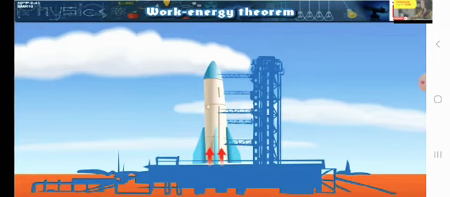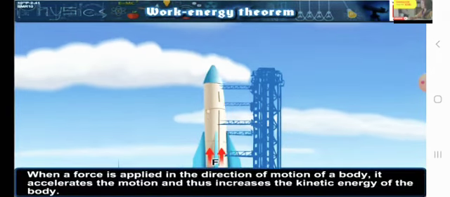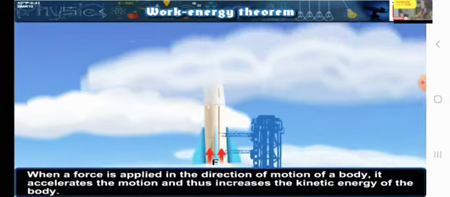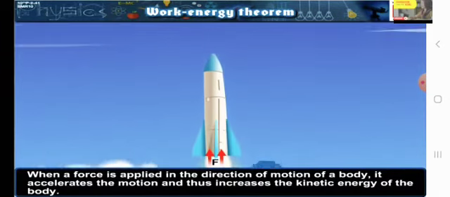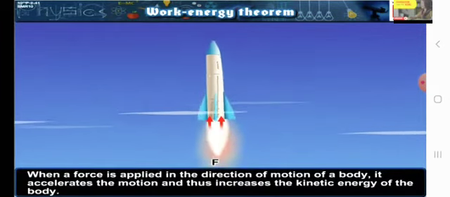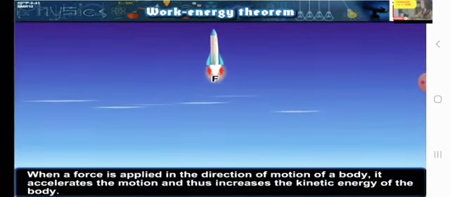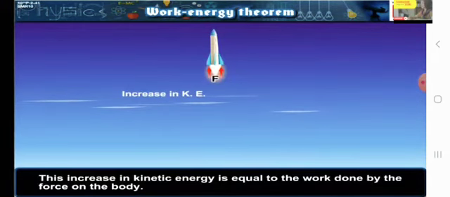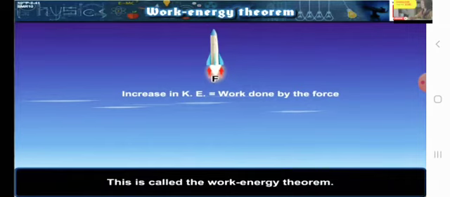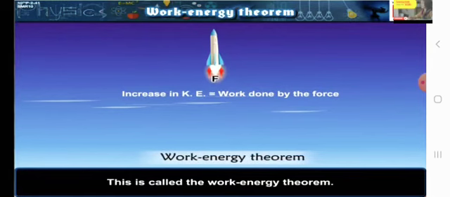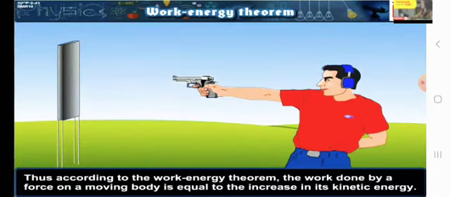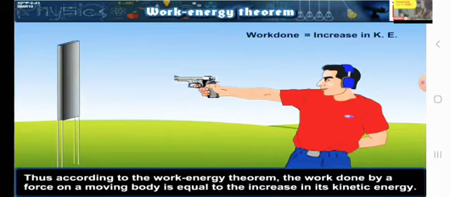Work energy theorem. When a force is applied in the direction of motion of a body, it accelerates the motion and thus increases the kinetic energy of the body. This increase in kinetic energy is equal to the work done by the force on the body. This is called the work energy theorem. Thus, according to the work energy theorem, the work done by a force on a moving body is equal to the increase in its kinetic energy.